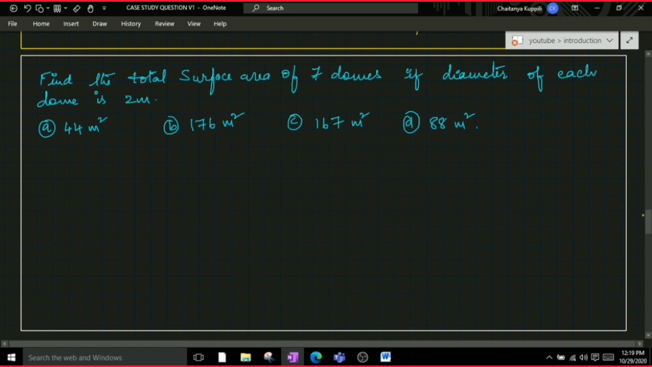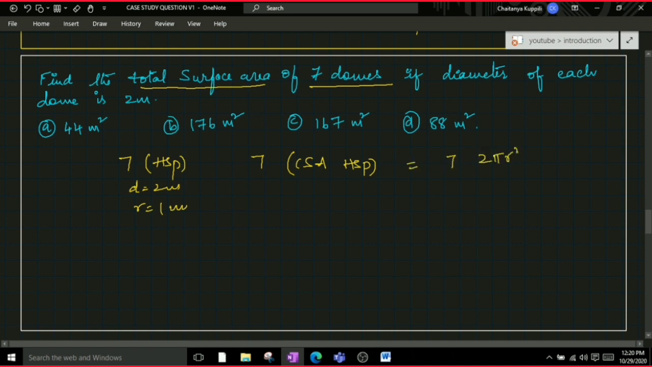And going to the next question, easy questions these are all. Find the total surface area of 7 domes, if the diameter of each dome is 2 meters. There are 7 hemispheres, and the diameter is 2 meters, means r is 1 meter. CSA of 7 domes you need to find. So that is equal to 7 into CSA 2 pi r square. R is 1, 2 into 22 by 7 into 1. 7 gets cancelled. That is 44 meters square, which is very easy. The thing over here is that total surface area in this sense is not 3 pi r square. He wants the CSA of 7 domes if the diameter of each dome is 2 meters.